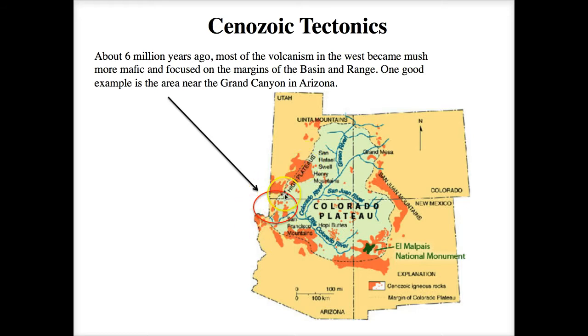So the area that I've circled here is in Arizona, well actually southern Utah and Arizona, and this is an area that we will visit where these lava flows are right on the rim, right, of the Grand Canyon. Other places you might have visited that are similar are the San Francisco Peaks and the volcanic fields around Flagstaff, and then there's some areas in Colorado and New Mexico.